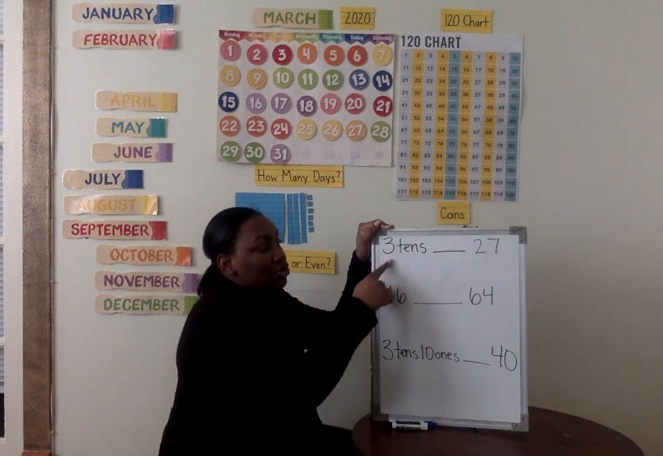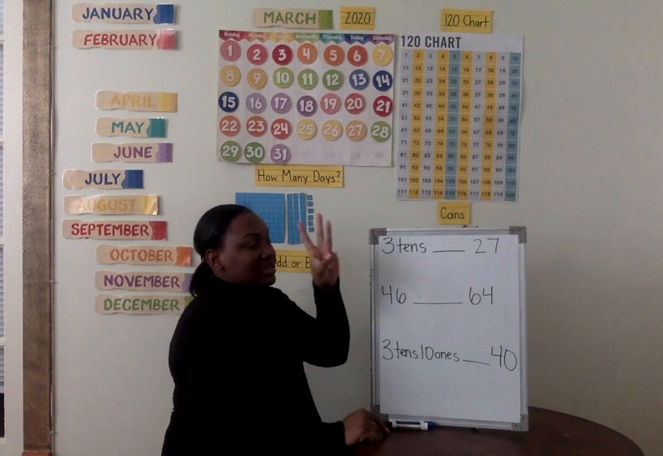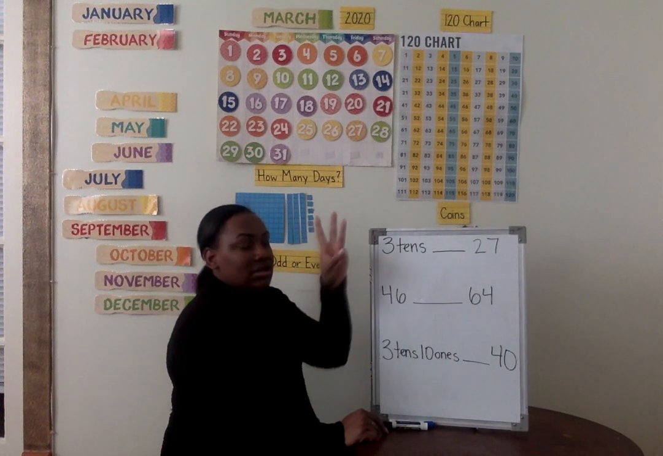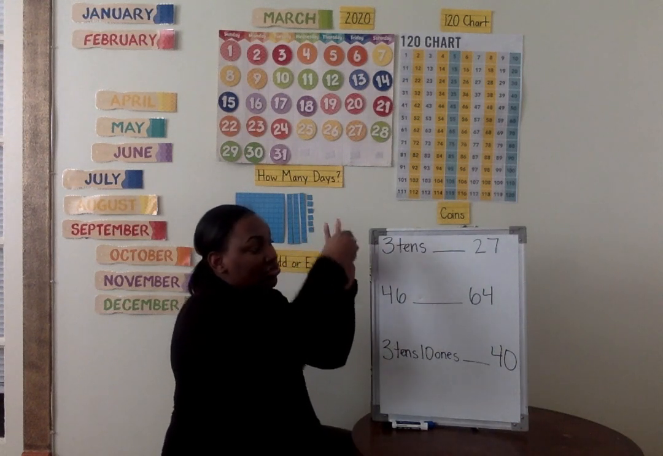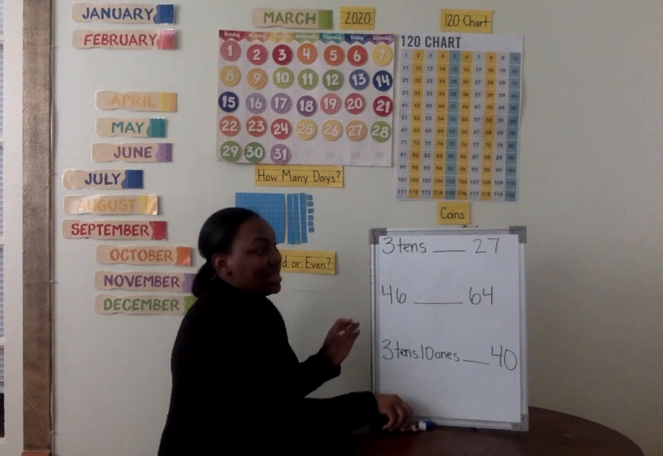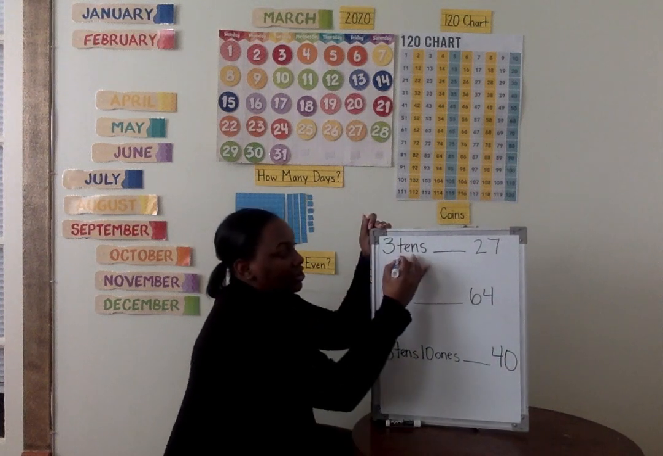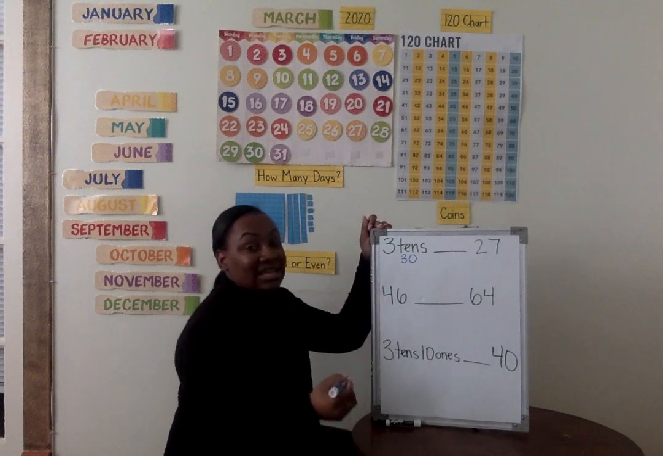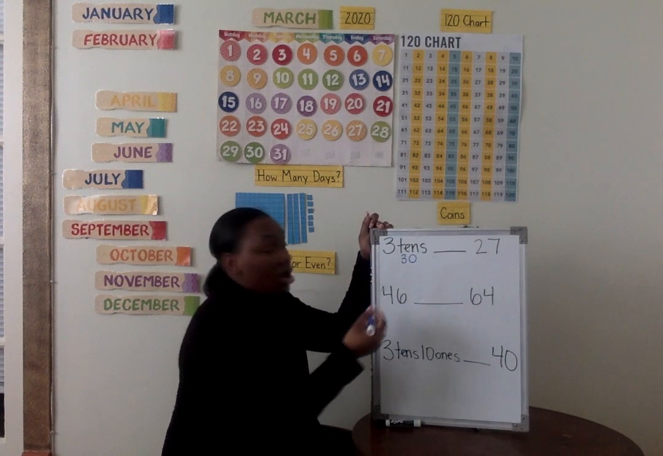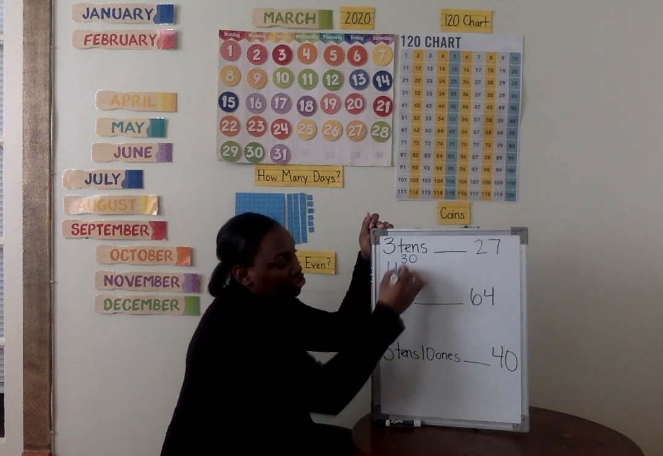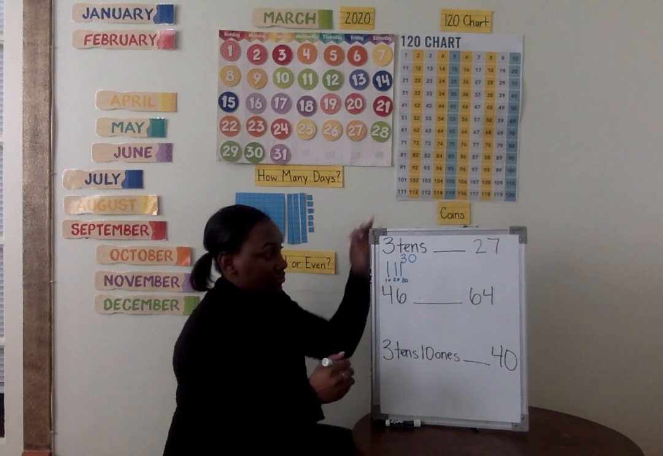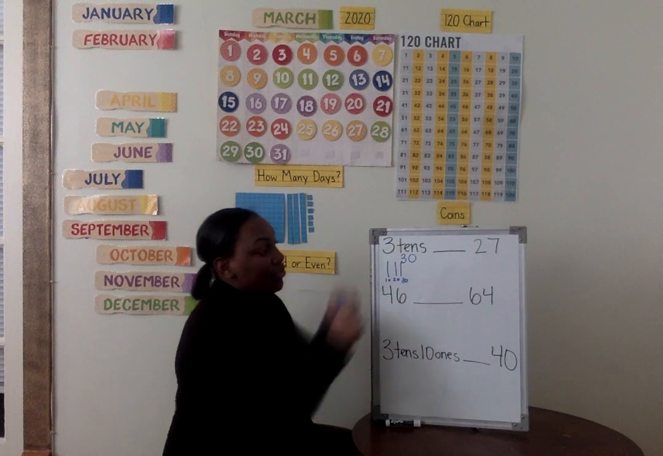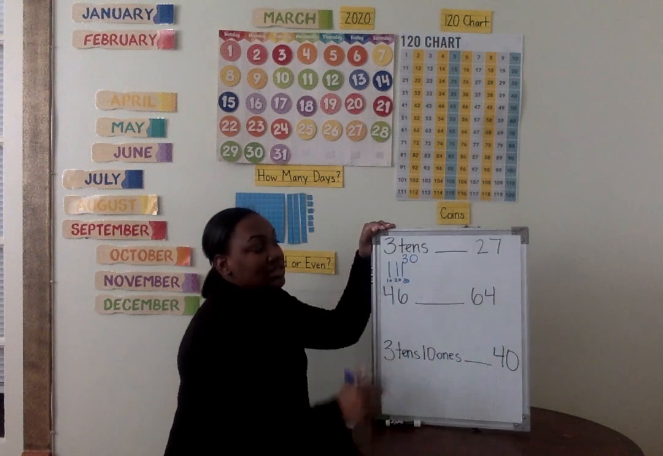3 tens, 1, 2, 3, is the same as how much? Let's count it. 10, 20, 30. So 3 tens is the same as what number? 30. For friends that need help, you can literally draw it. So I'm going to draw 1, 2, 3 tens, and I'm going to label them. I'm going to count them. 10, 20, 30. So now I have the number 30 and the number 27.